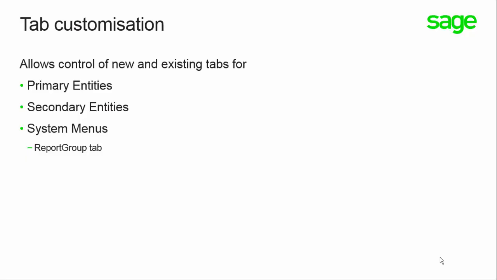Tab customization covers primary and secondary entities, system menus, custom entities, and there are other lessons which cover report tabs and further control of tabs using an SQL clause and providing alternative or additional examples of tab customization.